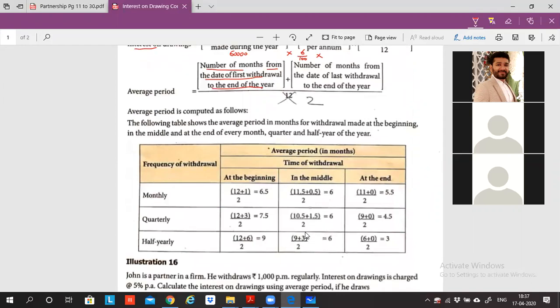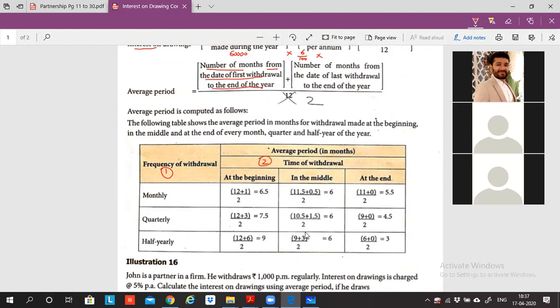Now in our case, what is the frequency of withdrawal? Is it monthly, quarterly or half yearly? Before utilizing this table, you will have to understand that the first thing is, what is the frequency of withdrawal? Is it monthly? Yes, sir. If it is monthly, the second step is whether the partner is withdrawing money at the beginning of the year or at the middle of the year, beginning of the month, or in the middle of the month or end of the month. What is the second one?